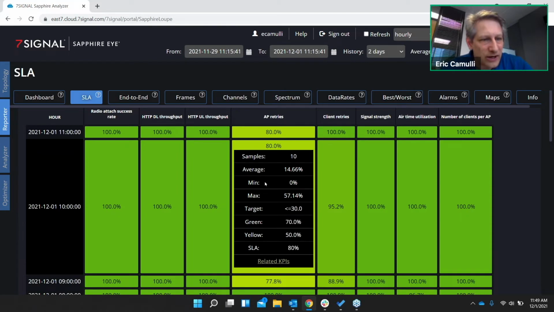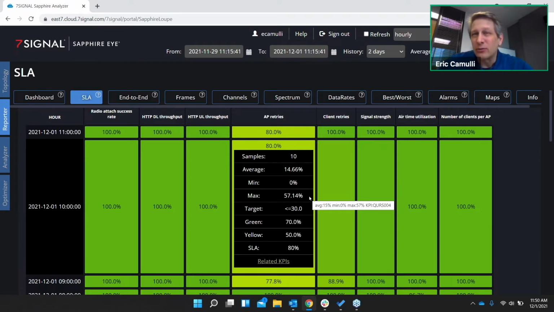So in this hour, in the 10 o'clock hour, just a little bit ago, we took 10 samples. So every few minutes, we're taking a sample. What's the retry rate in the air? Remember, a Sapphire Eye is sniffing what's going on in the air all the time. And you can see that for this period of time, the average retry rate was 14%, not too shabby. However, we did max out at 57%. And again, these are all so important.